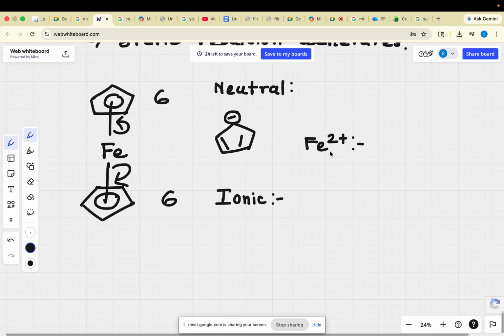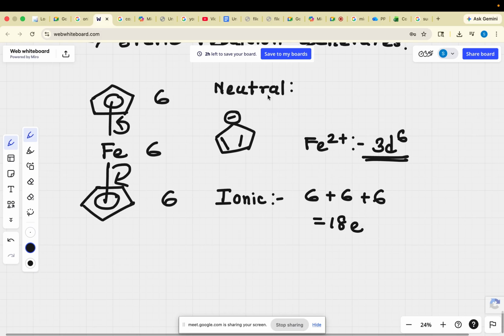So if you have iron 2 plus, what configuration will you have? 3d6, you will have a 3d6 electronic configuration. So basically 6 electrons from iron 2 plus, 6 electrons from your cyclopentadienyl, and 6 electrons from the other cyclopentadienyl unit. So this is your ionic method.